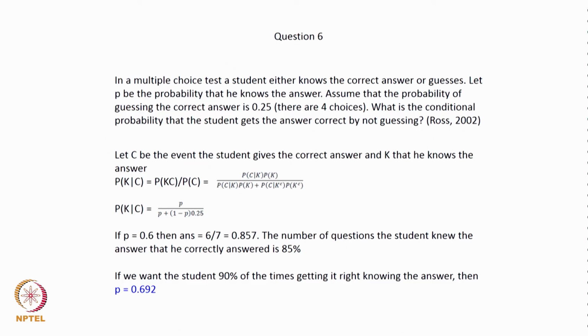In a multiple choice test, a student either knows the correct answer or guesses the answer. Let P be the probability that the student knows the answer. Assuming that the probability of guessing is 0.25 because there are 4 choices, what is the conditional probability that the student gets the answer correct by not guessing? So, this has been discussed in Ross and I have given the reference for that.